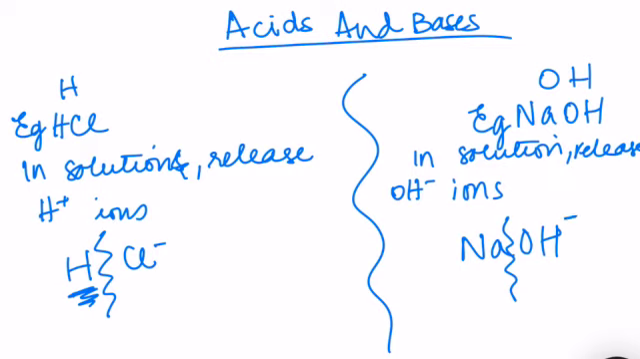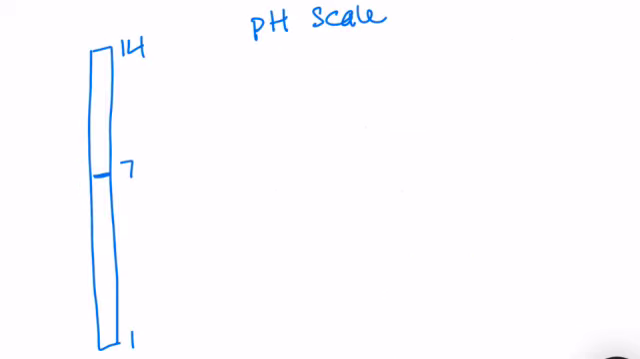The more hydrogen ions that an acid releases, the more acidic it is. The more hydroxide ions a base releases, the more basic or alkaline it is. We have a pH scale, and the pH scale determines how acidic or how basic a substance is. So 14 is very basic, 7 is neutral, and 1 is very acidic.